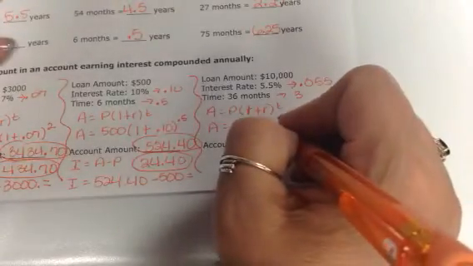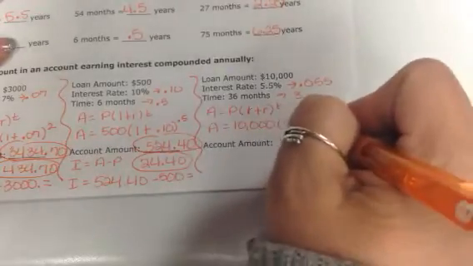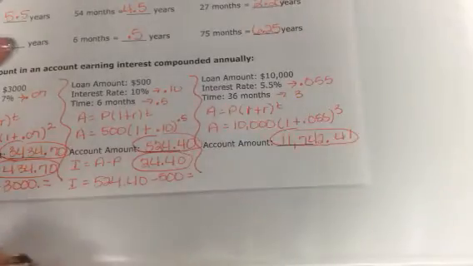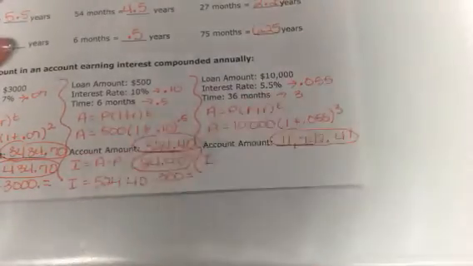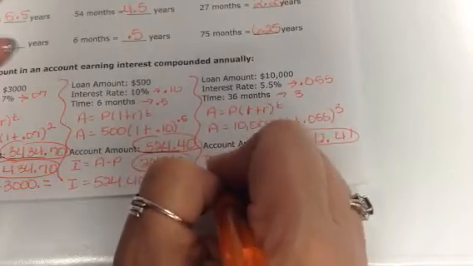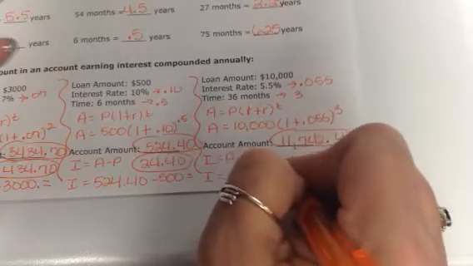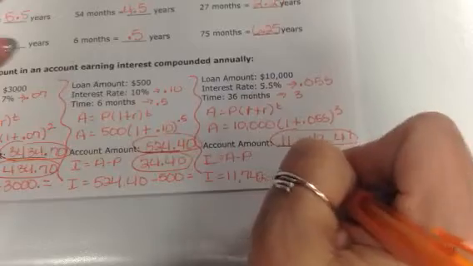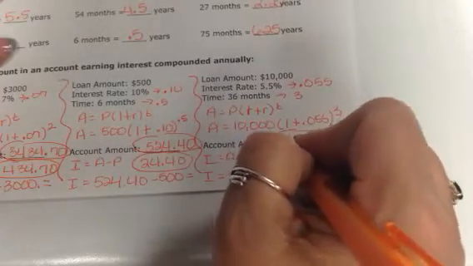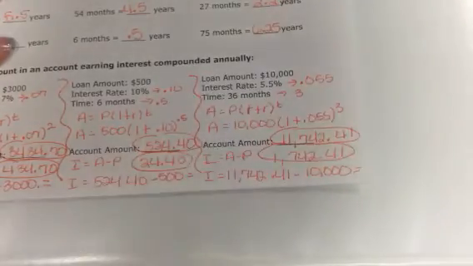Okay, when you did that, you should have gotten $11,742.41. This is the total amount I'm paying for that loan. I equals A minus P. I equals $11,742.41 minus $10,000, and that is going to give you $1,742.41. That is the amount of interest you paid.